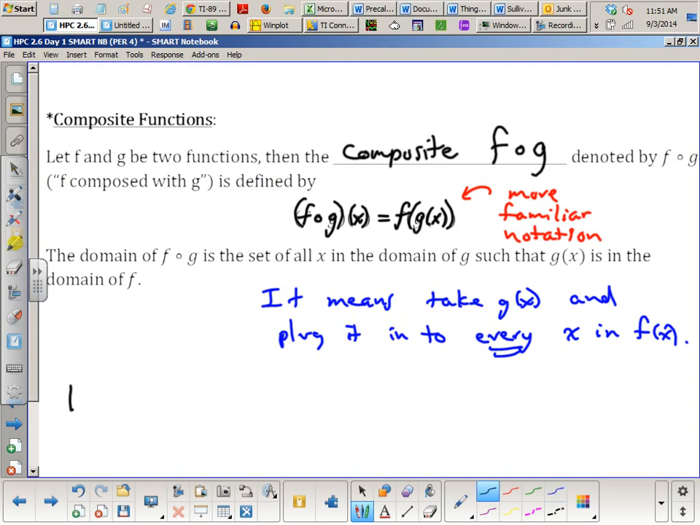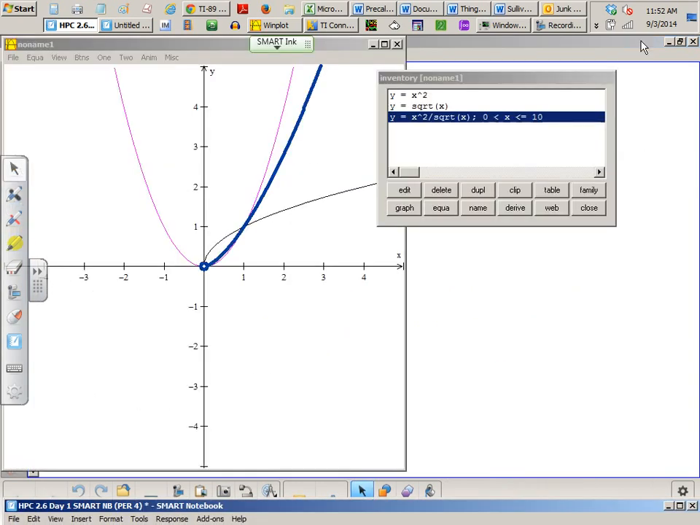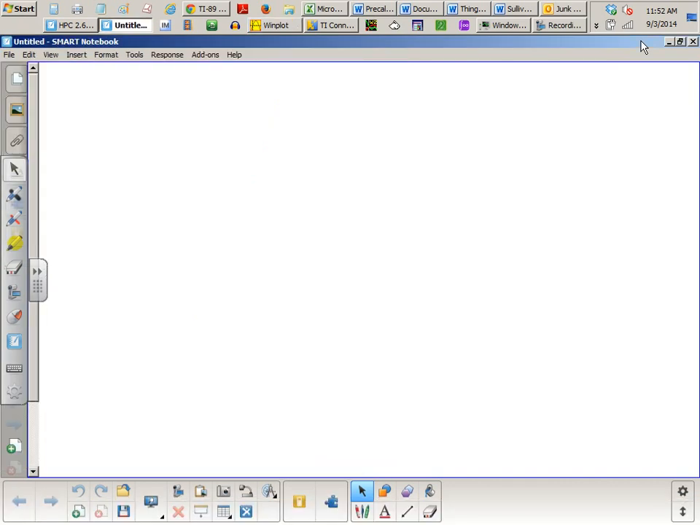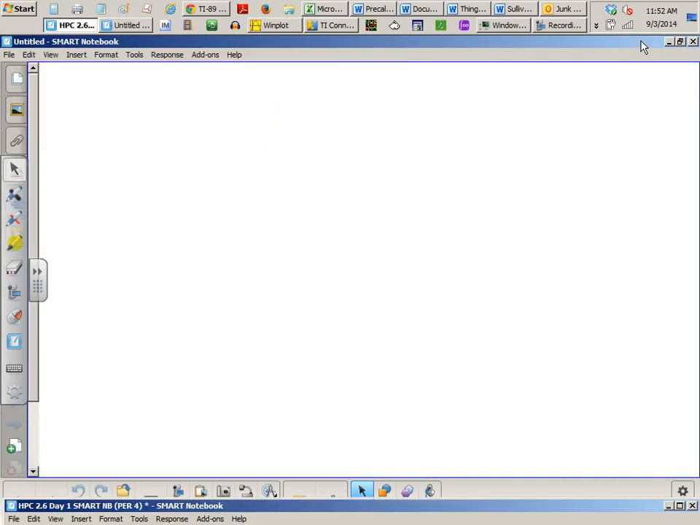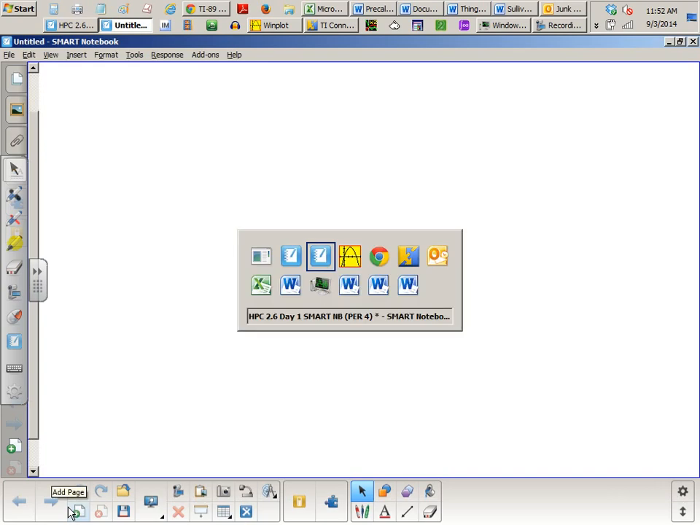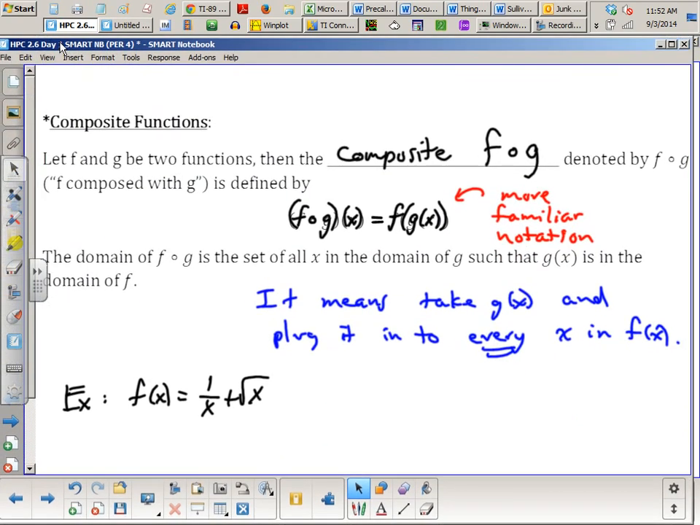So here's a quick example. Let's say that F of X was the function 1 over X plus square root of X. Sorry about that. I lost my page here. Where'd it go? Oh, I dragged it down. Thank you. There it is.